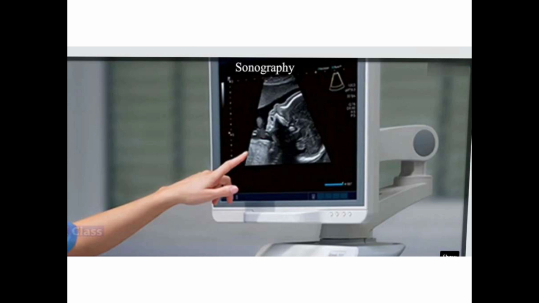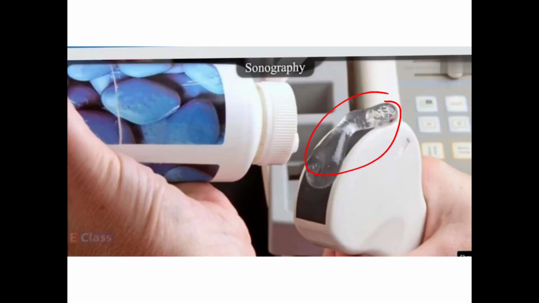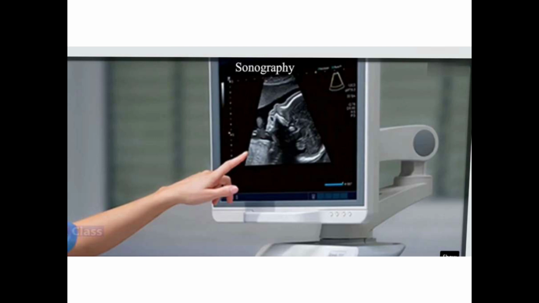The sound wave reflected from the internal organ is again collected by the probe, and it is fed into the computer, which generates the image of the internal organ, and the sonologist is able to understand it.